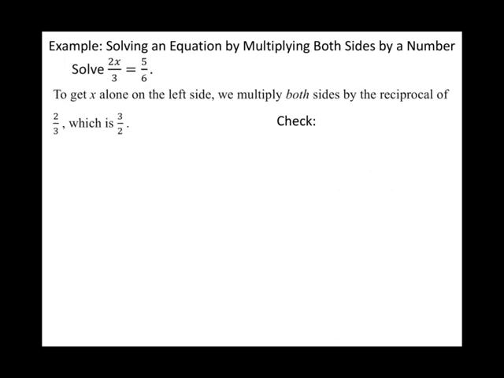Okay, another example. Solve 2x over 3 equal to 5 over 6. And again, when you see the fractions, you're going to think about multiplying both sides by the reciprocal of this number. The reciprocal of 2 over 3 is going to be 3 over 2. For your 2x over 3, I can rewrite it as 2 over 3 times x. Now I'm going to multiply the reciprocal for both sides here.